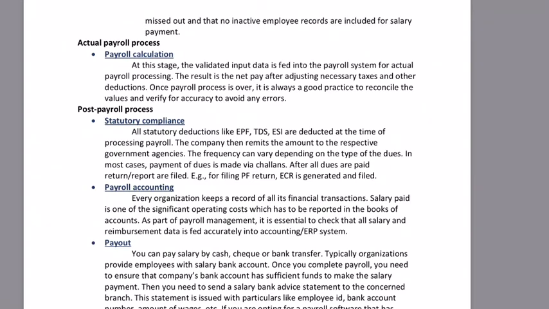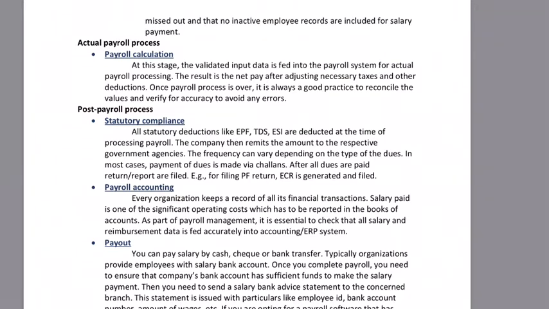The company remits the amount to the respective government agencies. Okay, and the frequency of remittance may depend on the type of dues. In most cases, payment of these dues is made via challans. After all dues are paid, a report is also filed. Okay. So statutory compliance is one.